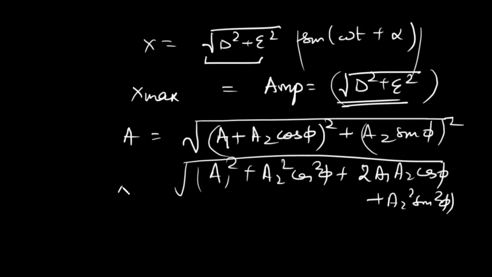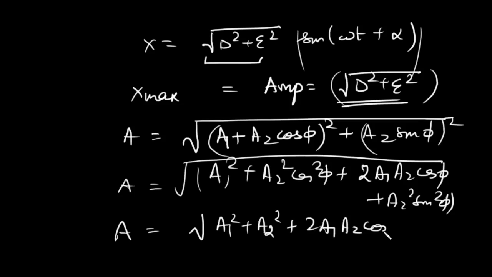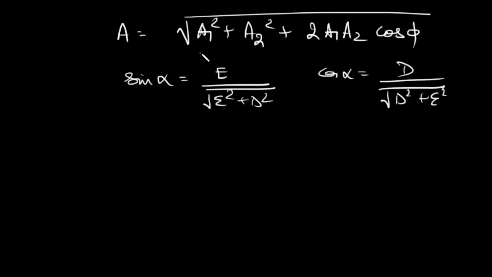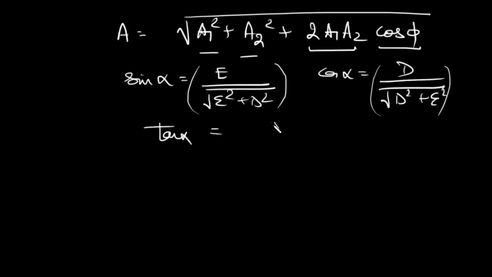So this is A. A is the amplitude. This is the maximum amplitude one can achieve, or we can say this is the maximum displacement one can achieve. So this would be root under A1 square plus A2 square plus 2A1 A2 cos of phi. Alright. A was root under A1 square plus A2 square plus 2A1 A2 cos of phi. Okay. Sin alpha was E upon root under E square plus D square. Cos alpha was this. What will be tan alpha now? Tan alpha would be D over E.